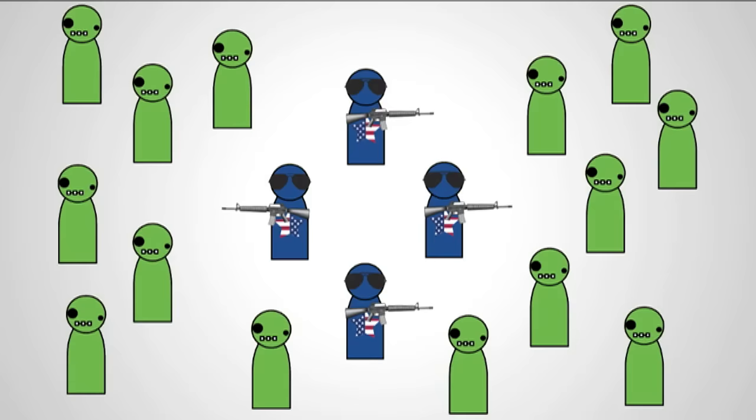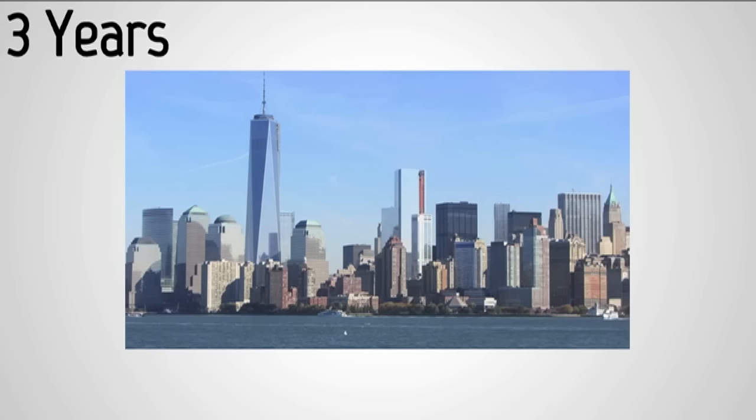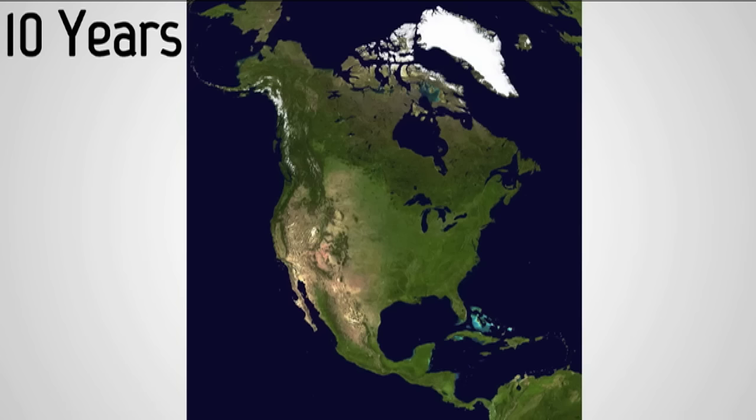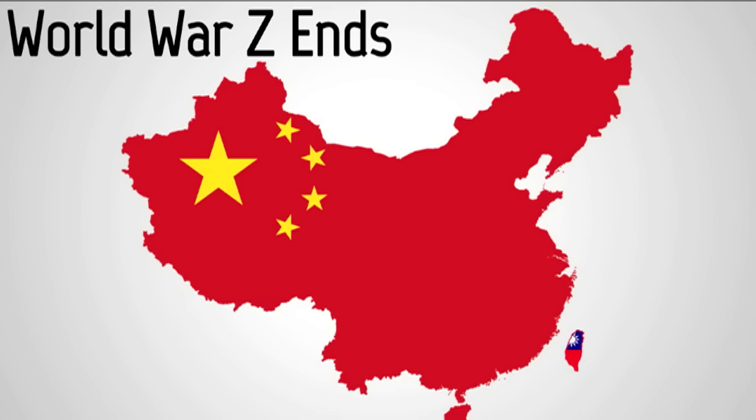If they didn't run out of ammo, the battle tactic was the most successful, first being used at the Battle of Hope. Across the globe, nations use these tactics to take back their lands. After 3 years, the United States took back New York. After a decade of war, North America is clear of zombies. 2 years later, World War Z came to an end after victory in China.